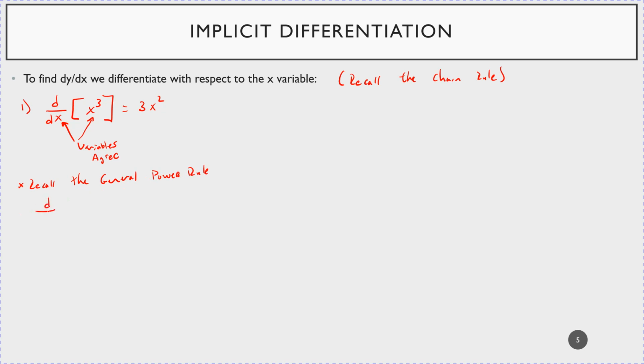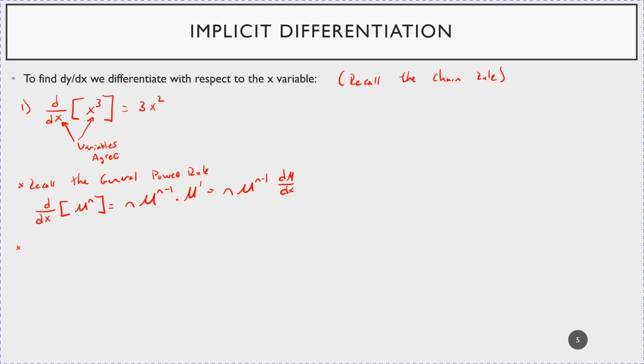If I say find the derivative with respect to x of u to the n, this was n u to the n minus 1 times u prime, the derivative of u with respect to x. So another way of saying this is n times u to the n minus 1 times du/dx, because that's what u prime is, it's du/dx.